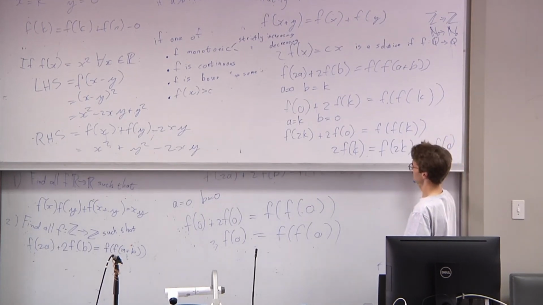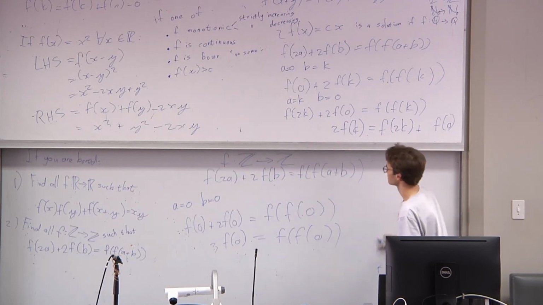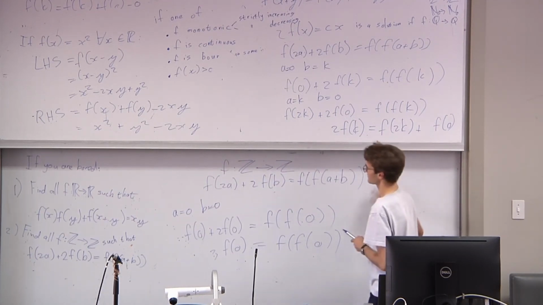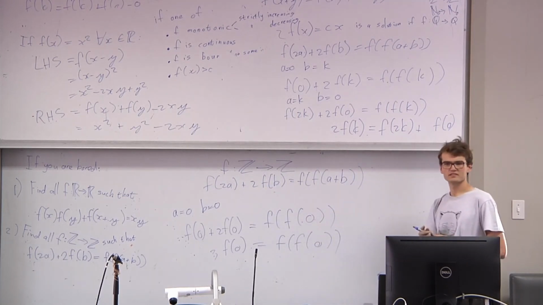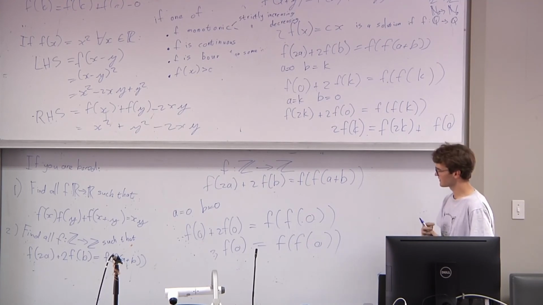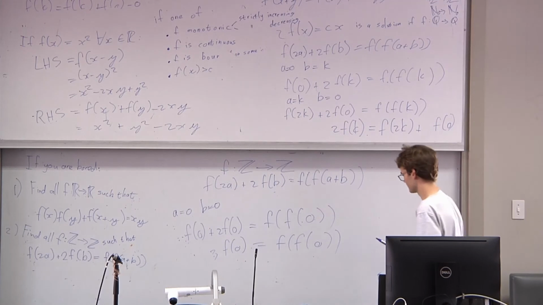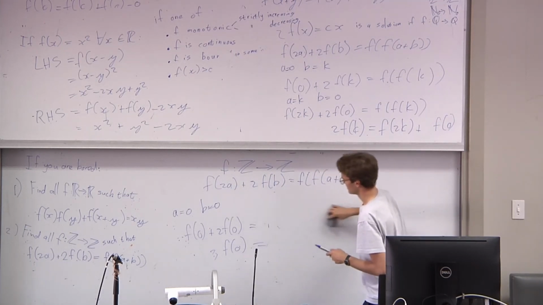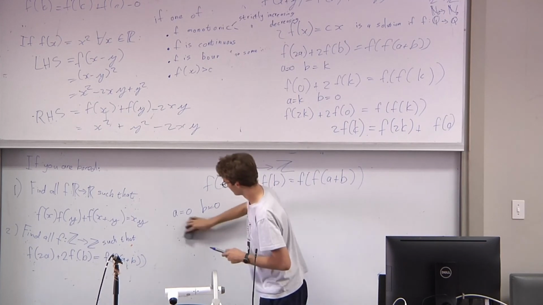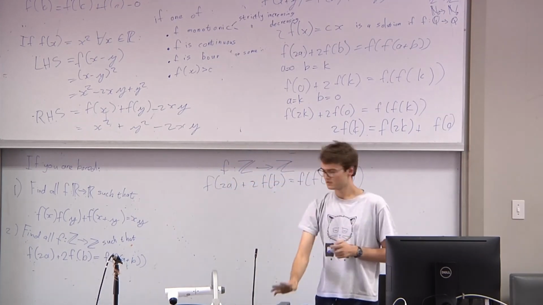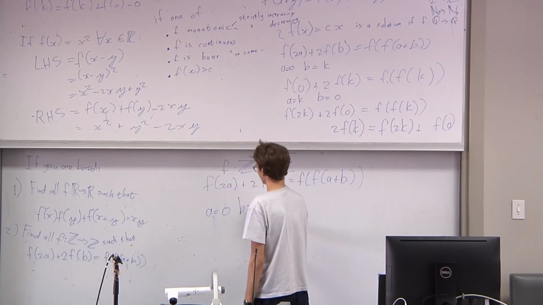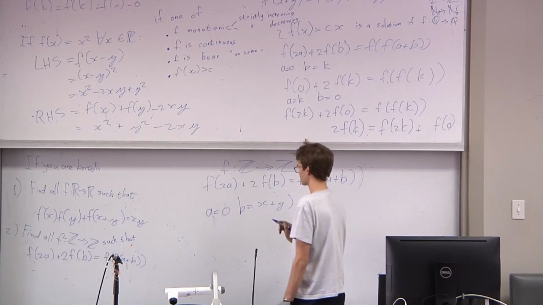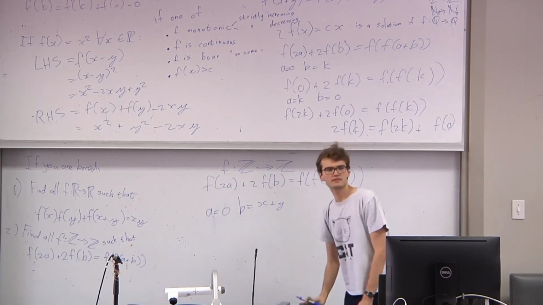So, let's see. Well, we have 2a over there, we have b over there, and we have a plus b over there. So what happens if we say let a equals 0 and b is x plus y, where x and y are 2 integers.